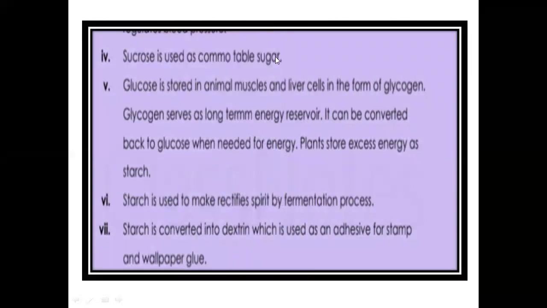Sucrose, which is common table sugar, we use in all our products. Glucose is stored in animal muscle in the form of glycogen, and glycogen serves as a long-term energy reservoir. It can be converted back to glucose whenever our body needs energy. Plants store excess carbohydrate in the form of starch, and whenever the plant needs energy, that starch is converted back into glucose, and then metabolism of that glucose gives energy to plants, and glycogen gives energy to animals.